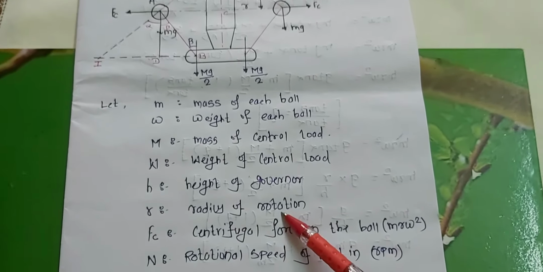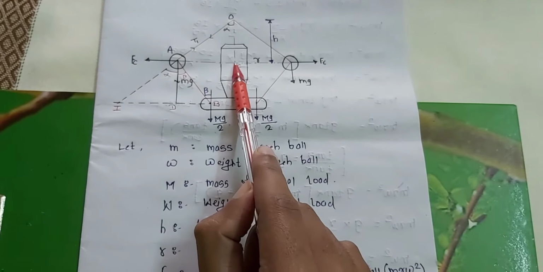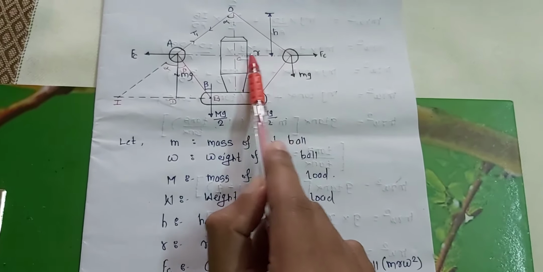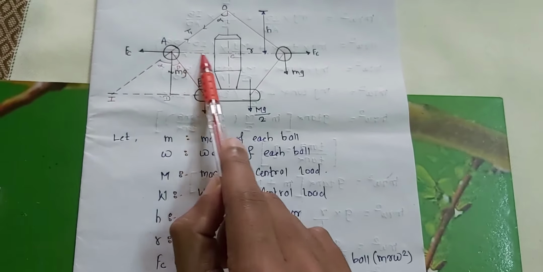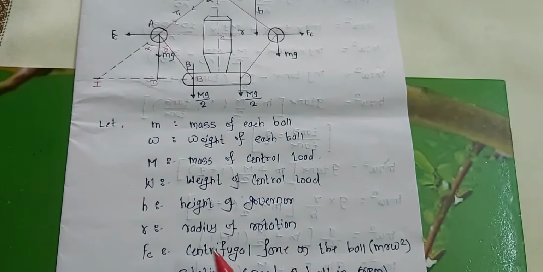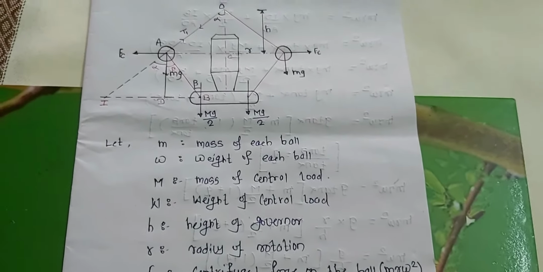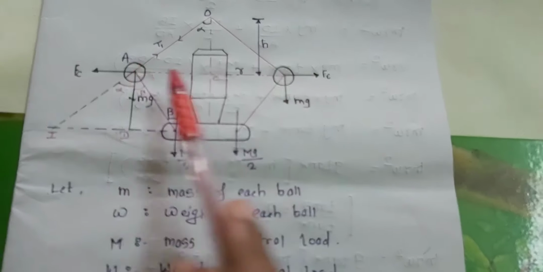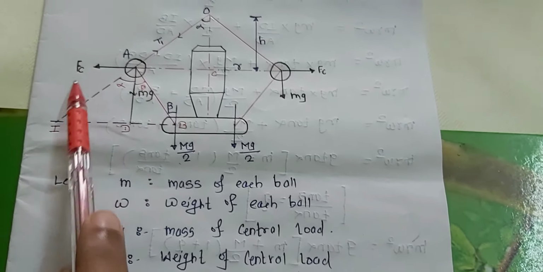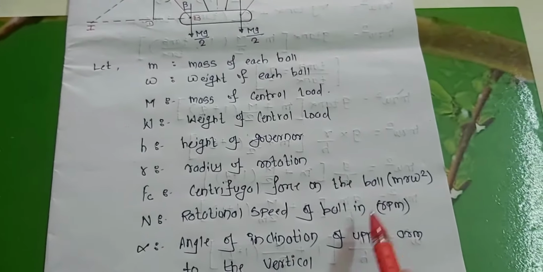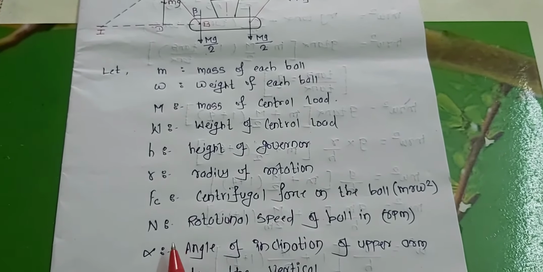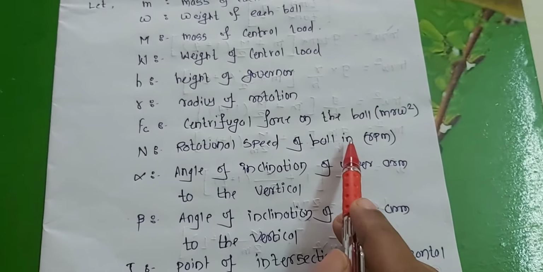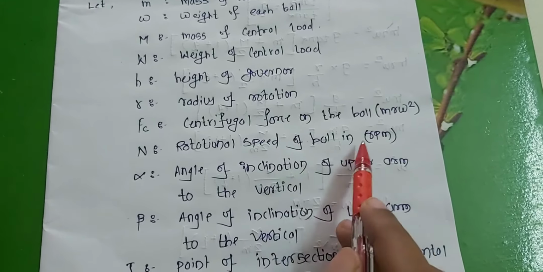R is the radius of rotation. From the center of the sleeve axis to the ball center, this distance is R, the radius of rotation. Fc is the centrifugal force acting on the ball, which is m r omega square. N is the rotational speed of each ball in rpm.